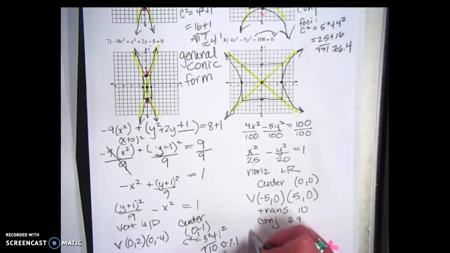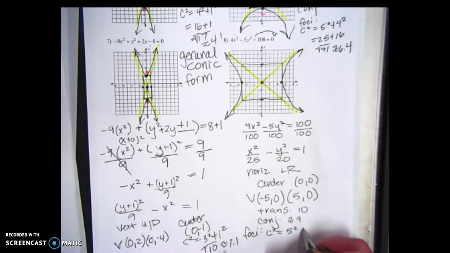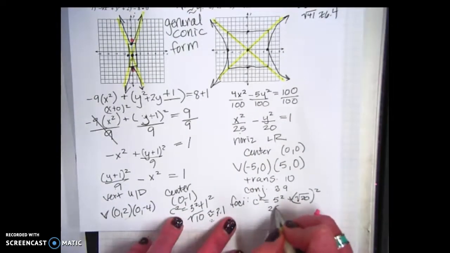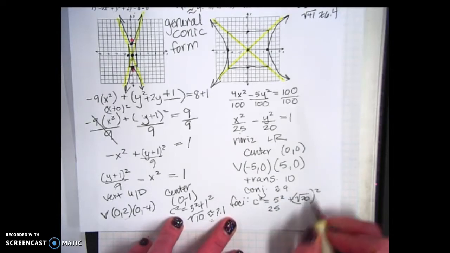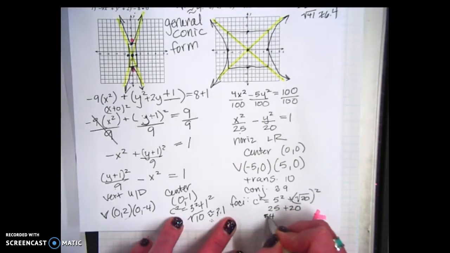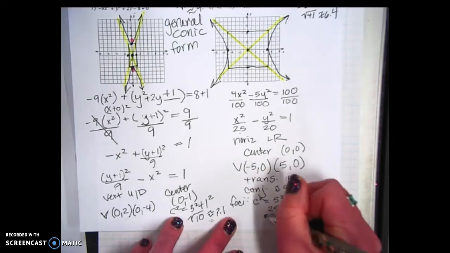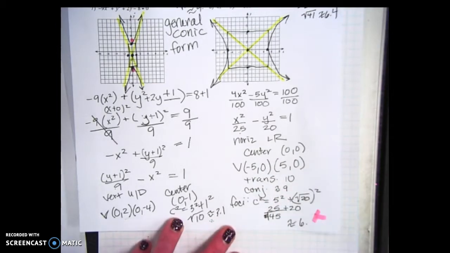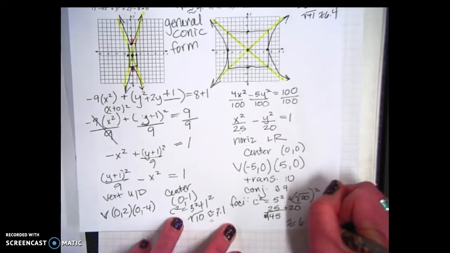What else? Foci. I feel like we're forgetting something. So let's do c squared equals 5 squared plus the square root of 20 squared, which looks horrible but actually comes out pretty nice because 5 squared is 25, and then when you square the square root of 20, you get 20. So it's 45. Take the square root of it, and the square root of 45 is roughly 6.5-ish.